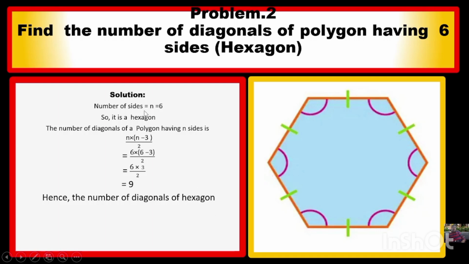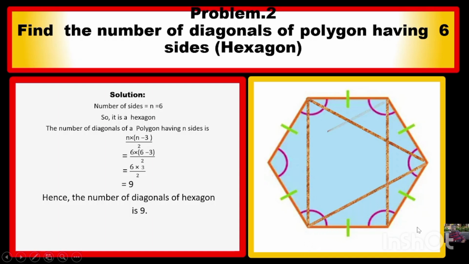And you see this factor n minus 3: 6 minus 3 is 3, and at every vertex you can draw 3 diagonals, and the total number of diagonals will be 9. Let us see. Let us count the diagonals: 1, 2, 3, 4, 5, 6, 7, 8 and 9.